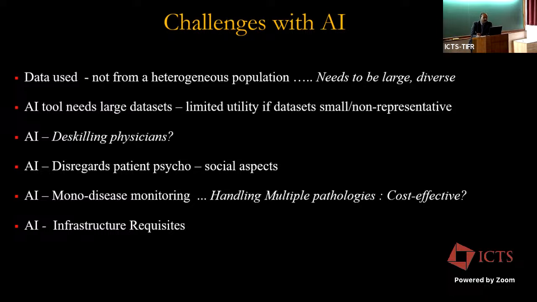Would it lead to a de-skilling of physicians? This is a moot point. It disregards patient psychosocial aspects. Like I said, I think Anurag mentioned at the top that you need that message coming from a human at the end of the day.